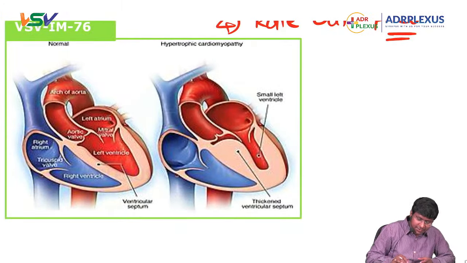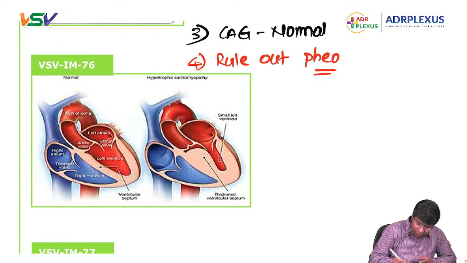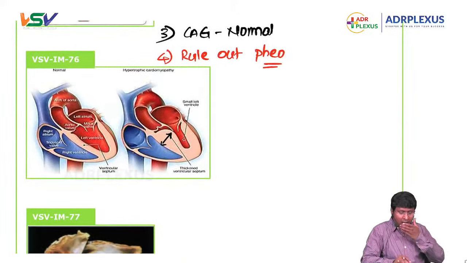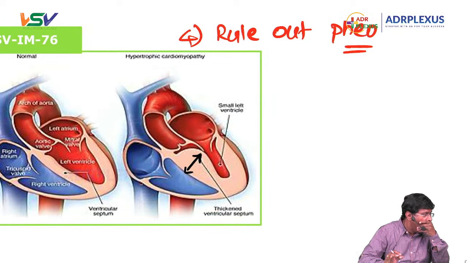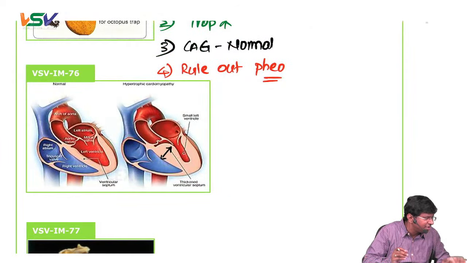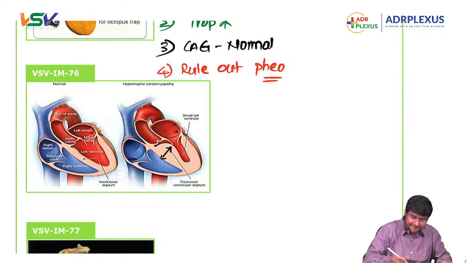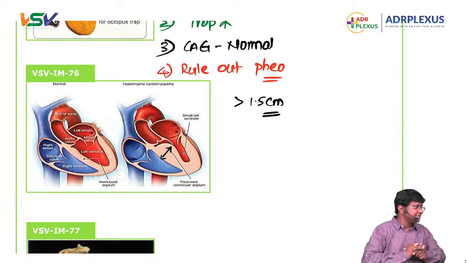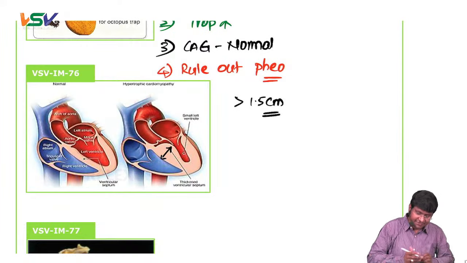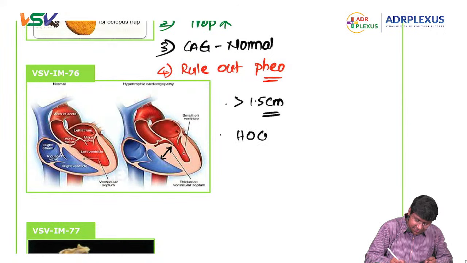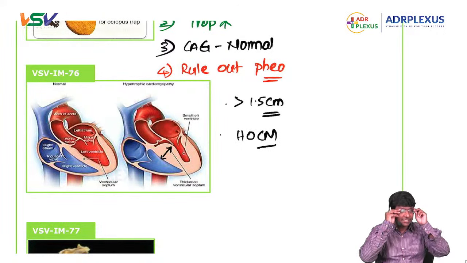Now in hypertrophic cardiomyopathy, what should be the minimum increase in the thickness of the septum? Right, very good. So not 3 centimeters, not 3 millimeters. 3 millimeters is very, very small. So it should be more than 1.5 centimeters. And because the septum will cause the outflow tract obstruction, that is why it is called HOCM.